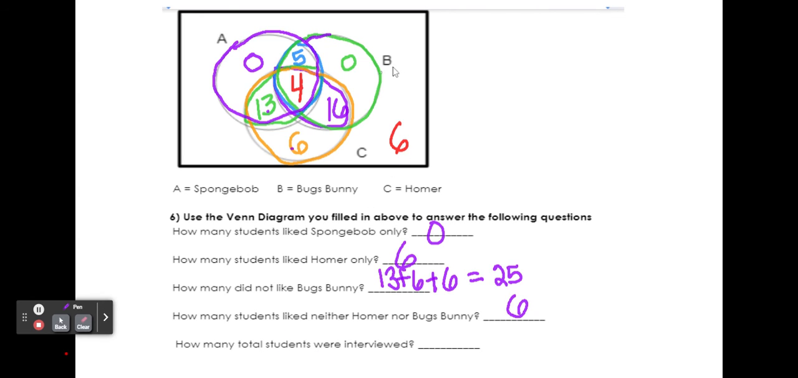And then the last question says how many total students were interviewed. So this is where we have to add up all these numbers in here because they all represent a different part, right? So 6 here, then all of these numbers in here for Homer. So that's 16 plus 13, 29, plus 10, 39, and then 39 plus 11 is 50. So there was 50 total students.